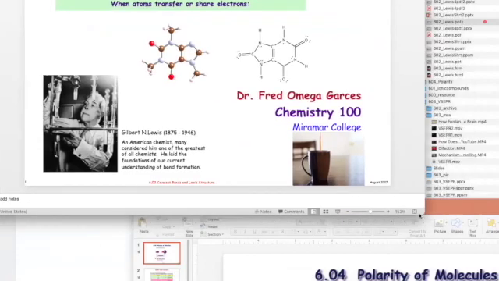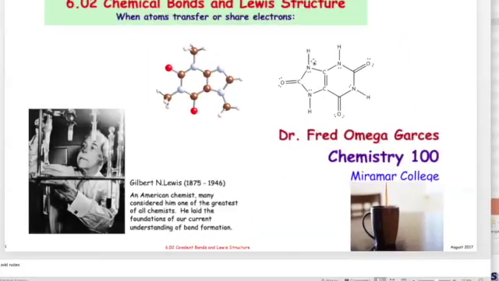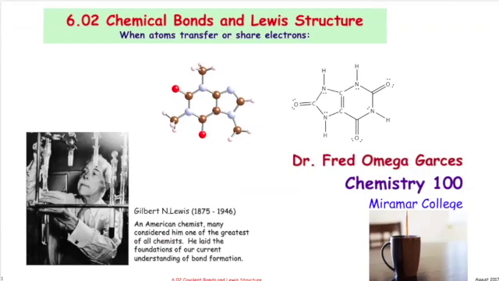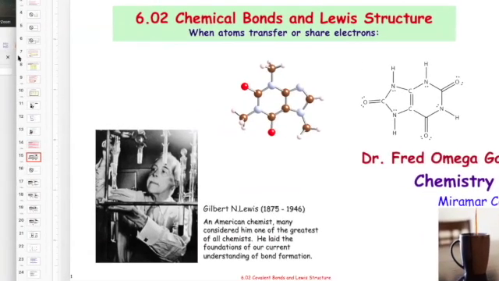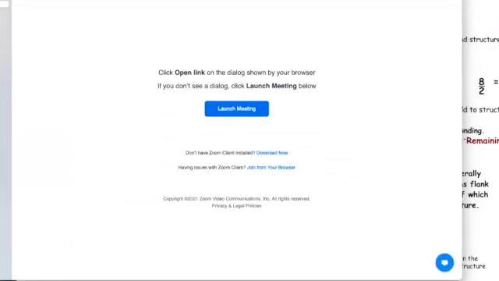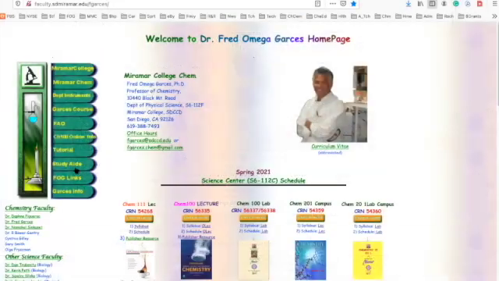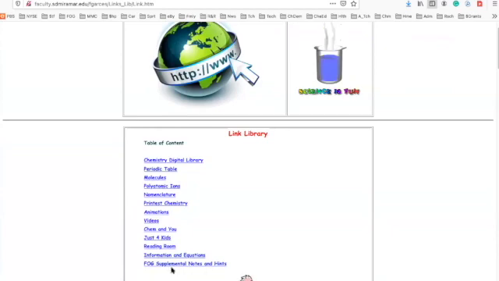Okay, so this is the discussion. But before I take on this discussion, let me show you a handy resource that you guys could use. The resource is found on my website. Go to this thing called Fog Links, and go to something called the supplement notes and hints.